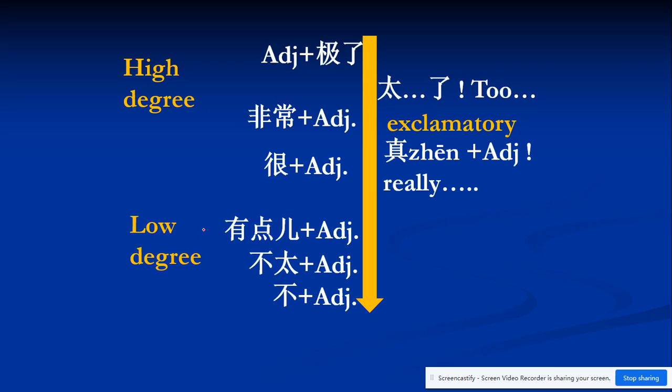Okay, since we have learned a lot of degree adverbs, let me try to help you sort it out. The first degree adverb, 不, is a negative word, right? We use the adjective 好 to practice. So 不好, 不太好, not too good, 有点好, slightly kind of good. So these are all low degree, low level. And going up, the level is higher. 很好, 非常好, extremely good, 好极了.